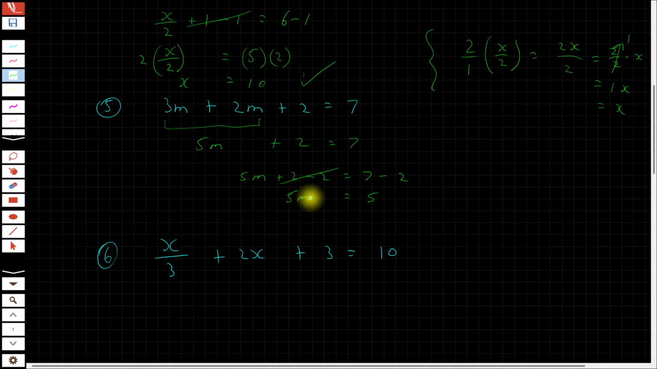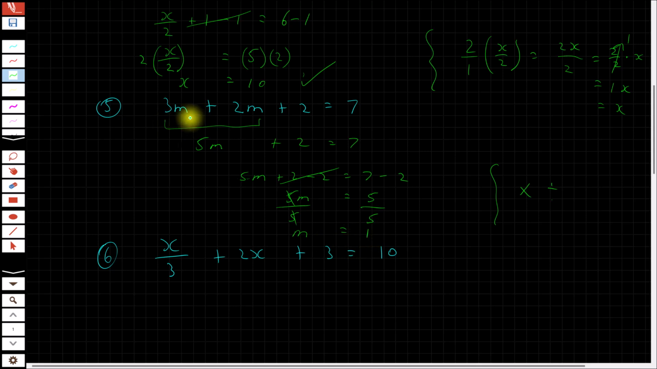We have a 5 times m. Remember, the opposite of times is division. So we need to divide by 5 on the left hand side and the right hand side. Remember, that will cancel out. 5 divided by 5 is 1. So 1 times m is m. You have m equals 5 over 5 is 1. So our answer is 1.